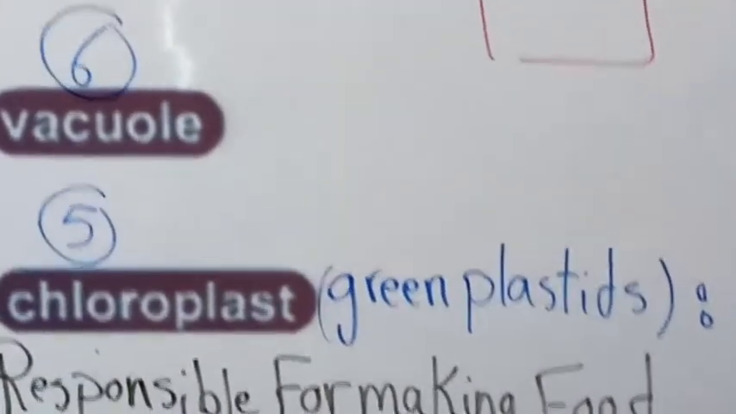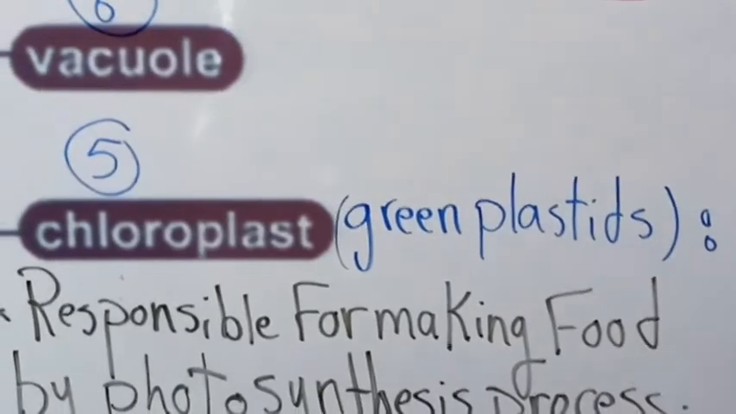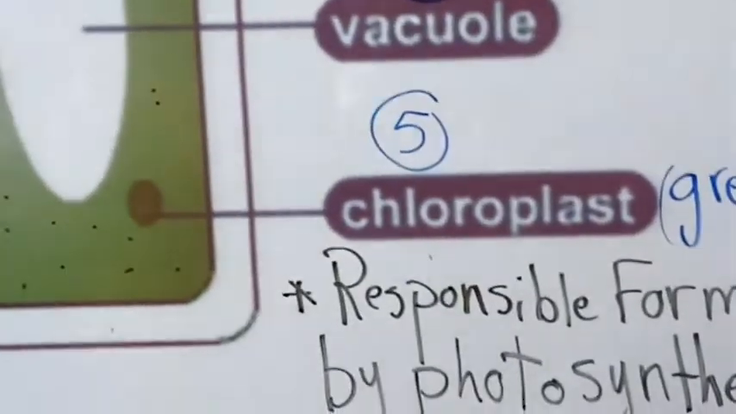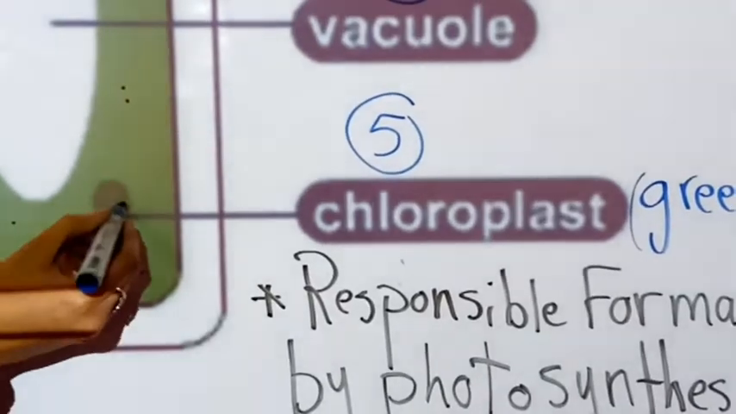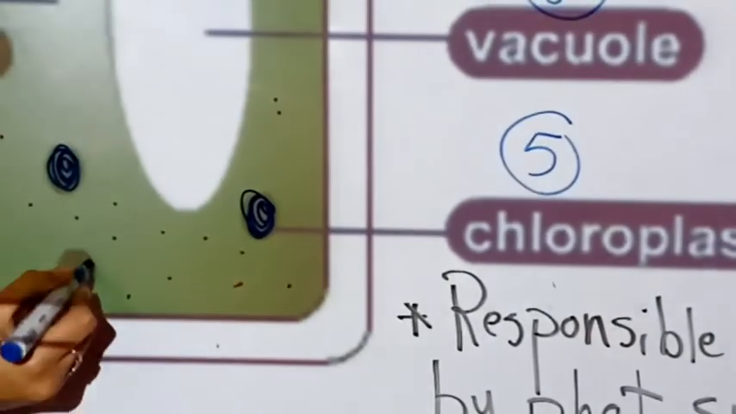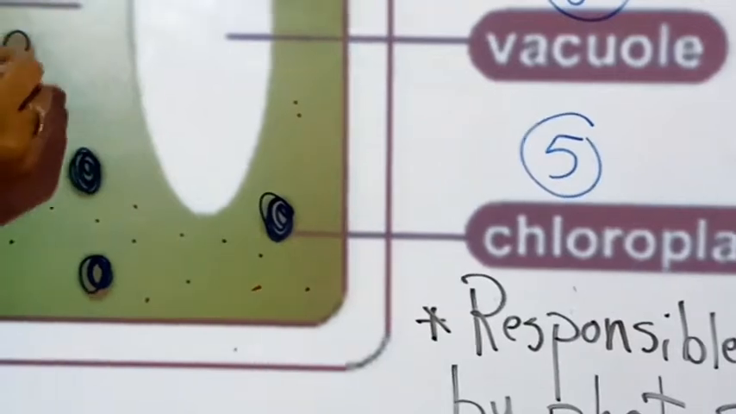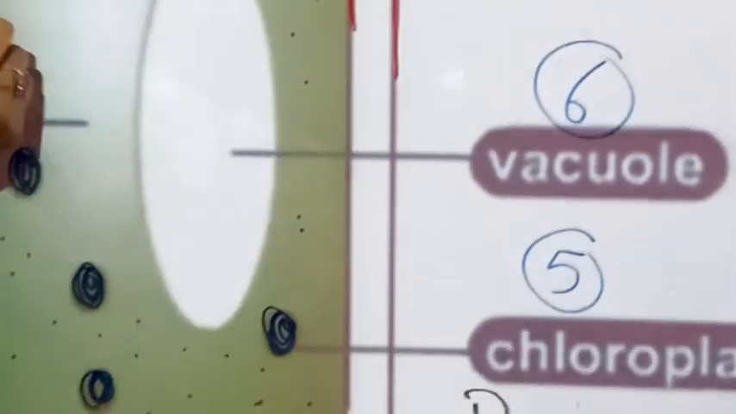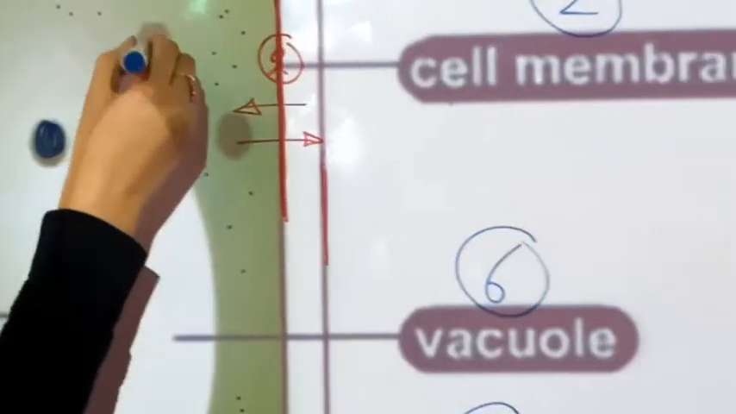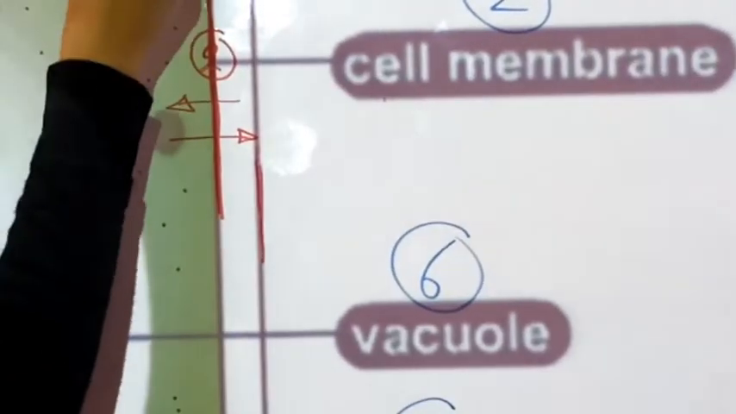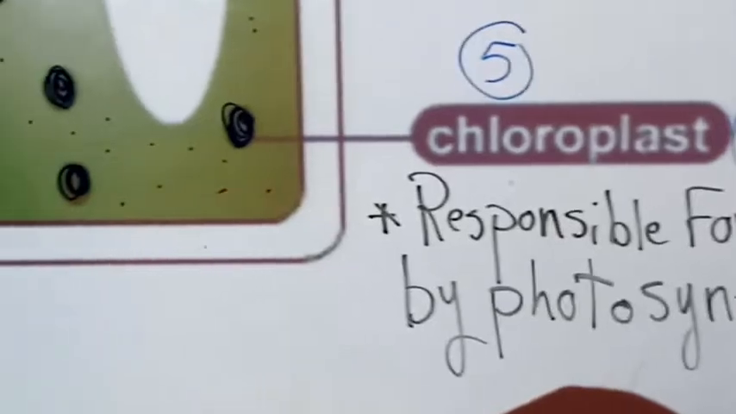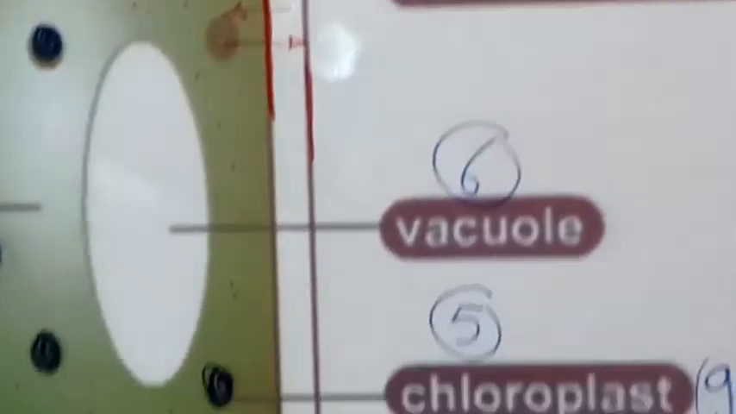Number 5, the chloroplast or green plastids. Where is the chloroplast? This is the chloroplast. It's an important component in the plant cell. We have a lot of green plastids or chloroplasts in the plant cell. What is the function of the green plastids or chloroplasts?